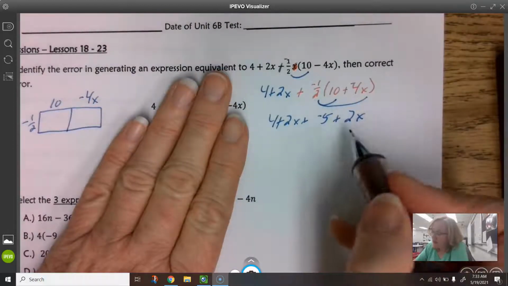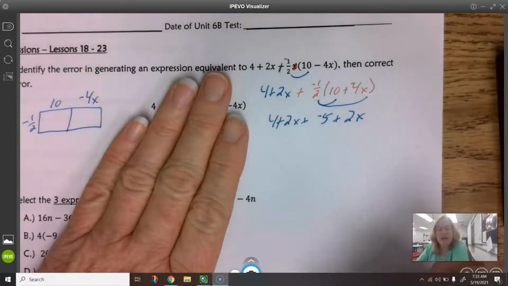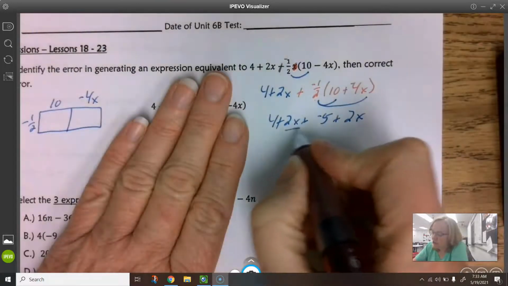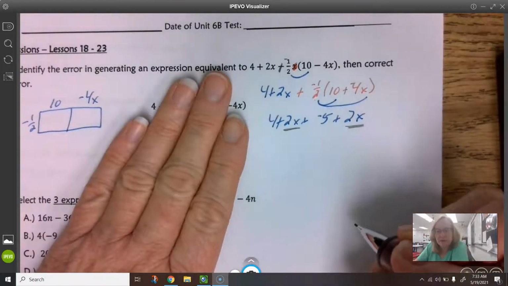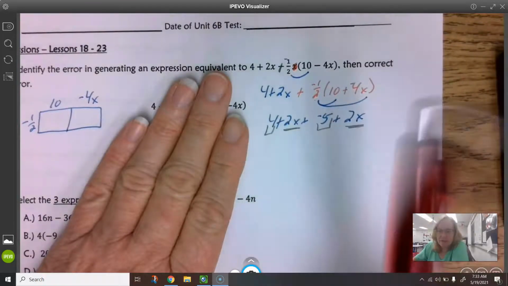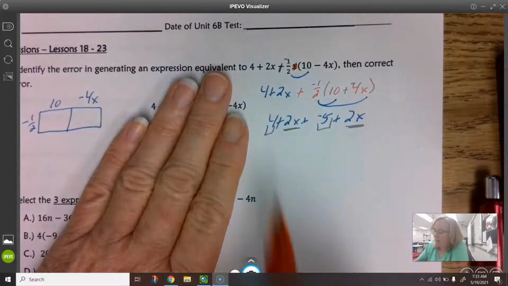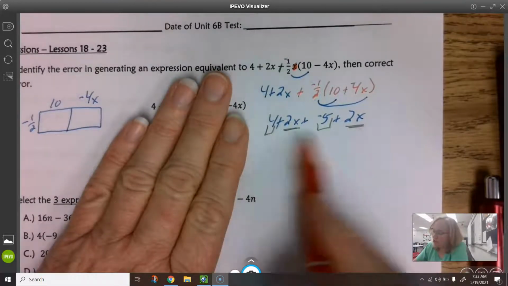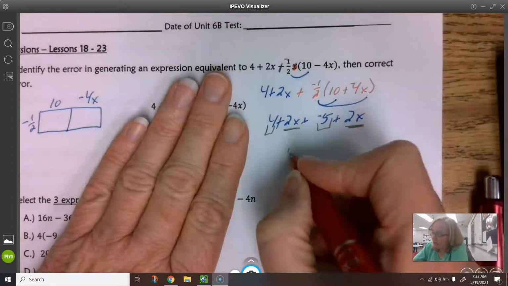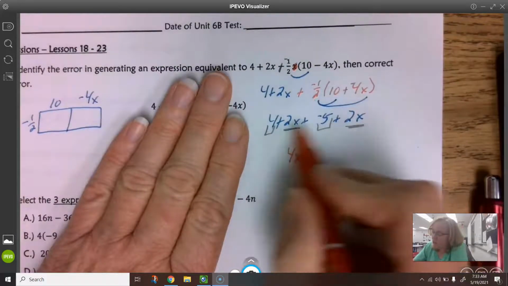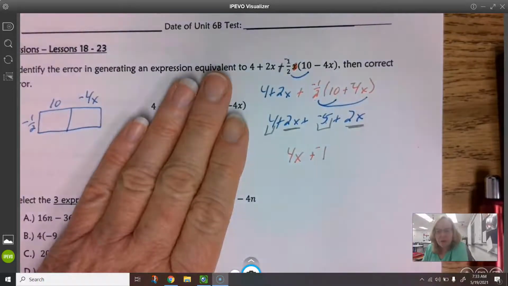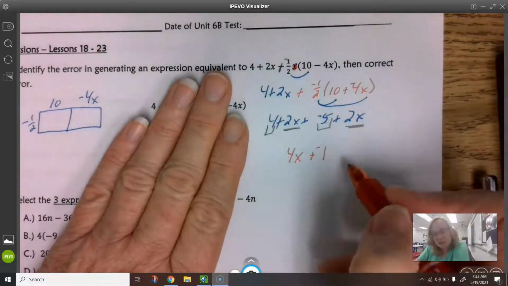Now I'm going to keep going. What I like to do here is indicate which ones are my like terms. So I have a 2x and I have a 2x. I'm going to add those together. I have a 4 and I have a negative 5. I like to indicate which ones are like terms just by different symbols underneath them. So I'm going to take the 2x plus the 2x and I get 4x. I'm going to take the 4 plus the negative 5 and I get negative 1, or plus a negative 1, either way. Okay, so this is the way we've done the math.